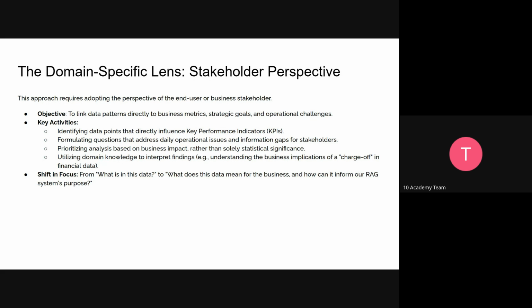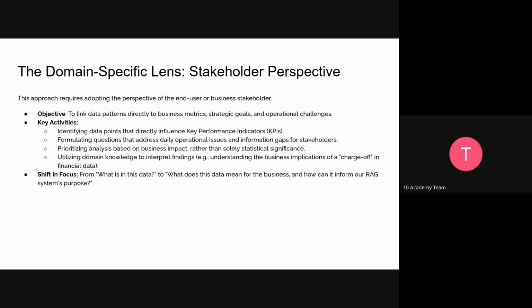Instead of plotting or visualizing every feature in the data, rather than statistical significance, we will base it on business impact. So we utilize domain knowledge to interpret findings, like understanding the business implication of a change in financial data. The shift will focus from what is in the data to what this data means for the business and how it can inform our RAG system's purpose.